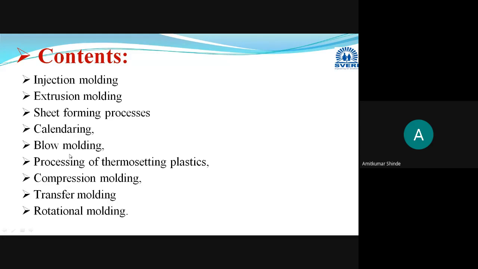Then blow molding, and then the processing of thermosetting plastic materials. In that we are going to use these three methods: compression molding, transfer molding, and rotational molding. This is the syllabus content. These methods we are going to discuss in this chapter.